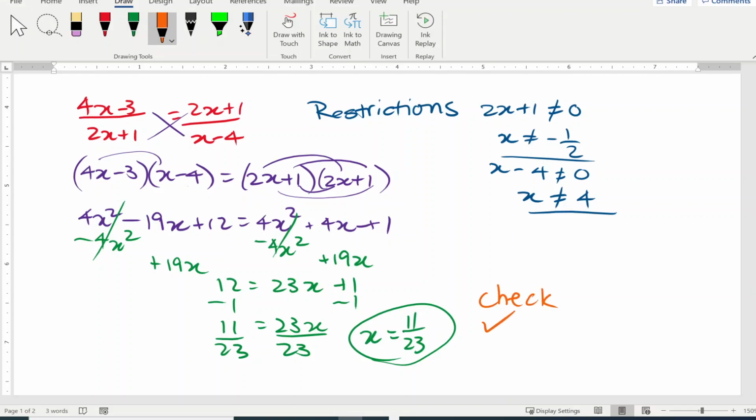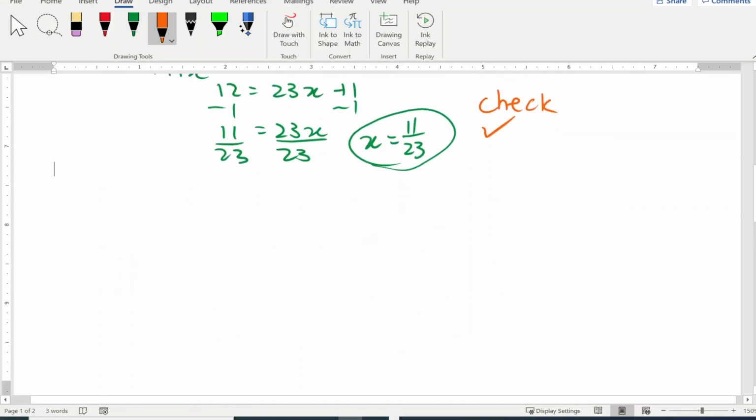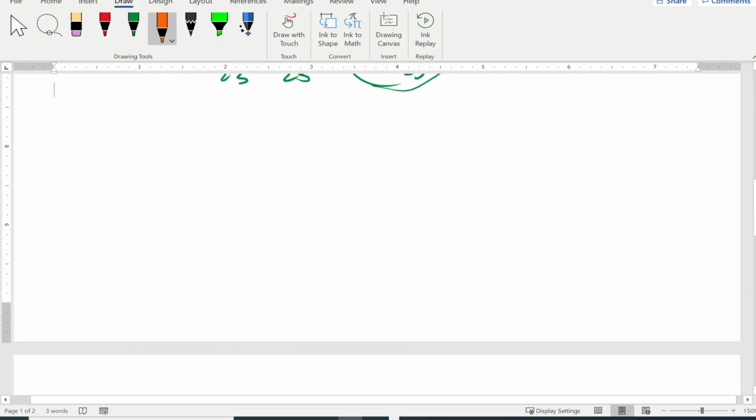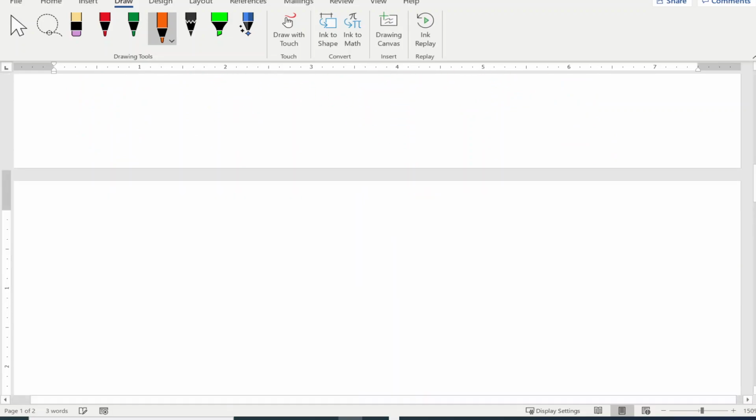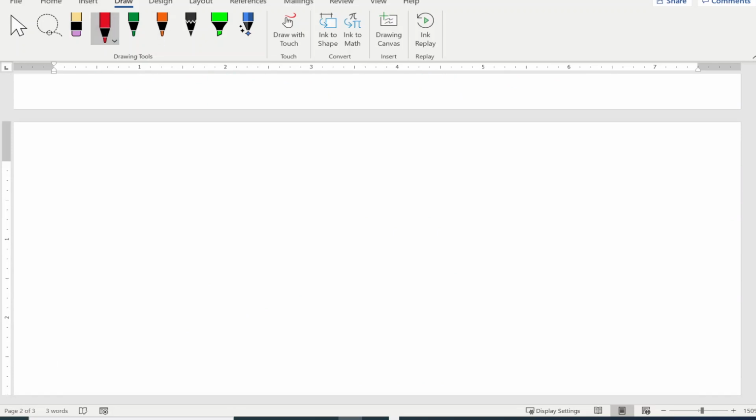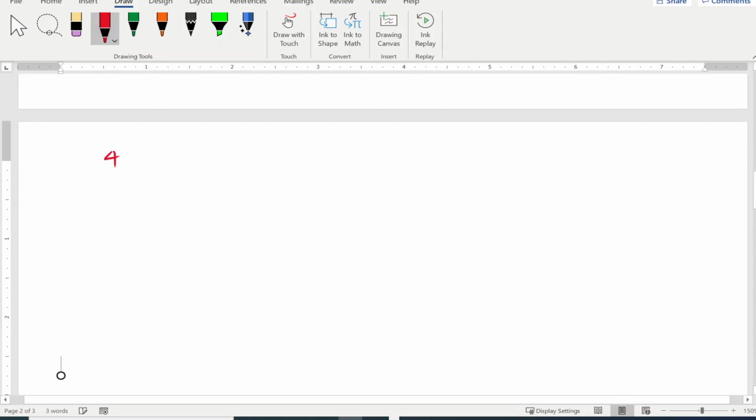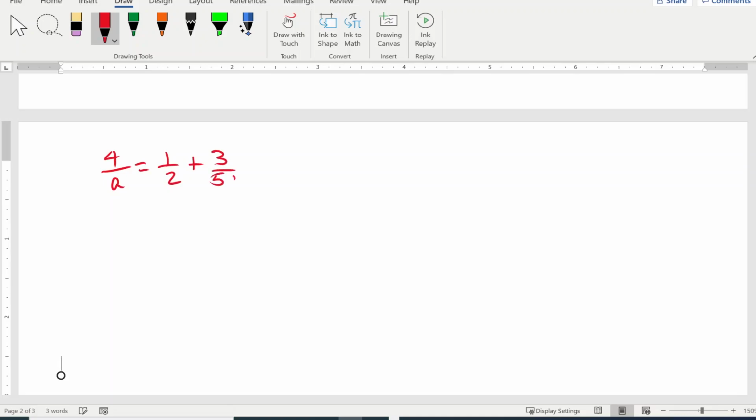Okay, let's look at where there's more than one term. So let's look at another example here. In this example, let's suppose we have 4 over a equal to 1 over 2 plus 3 over 5a.